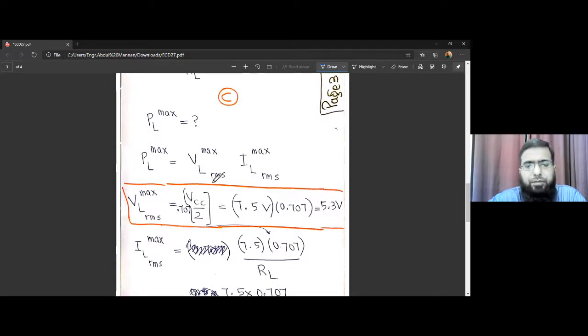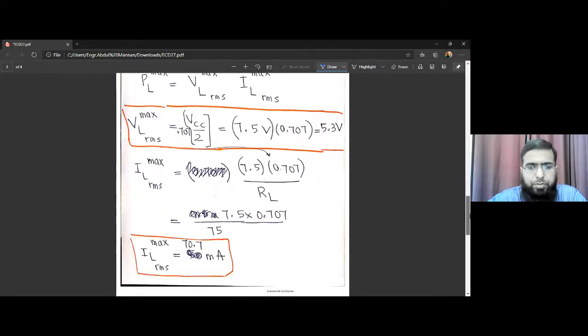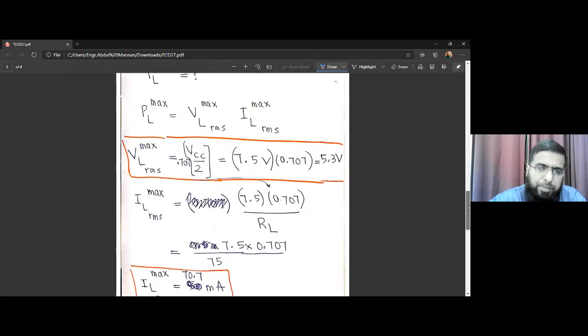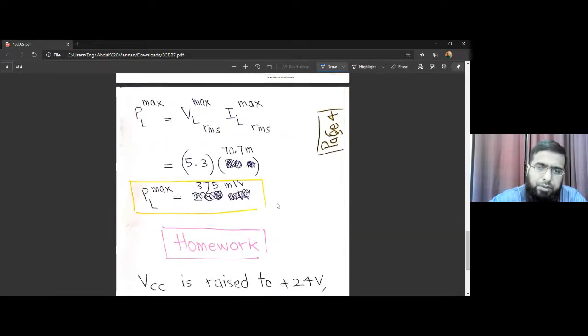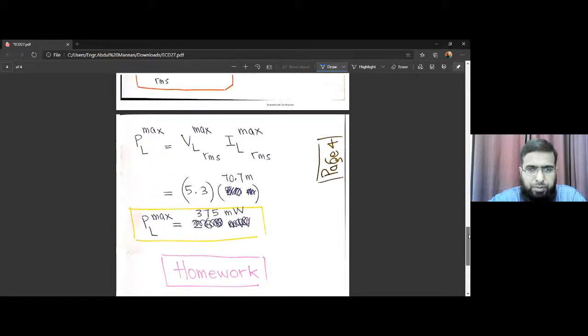The third and last part is to find PL max. To find PL max, we have to find VL max first and then IL max. VL max can be VCC by 2, and the RMS value would be multiplied by 0.707. IL max is VL max divided by RL, which comes out to be 70.7 milliamperes. Now that we have computed VL max and IL max, multiplying them gives us PL max of 375 milliwatts, the maximum PL that we can have across this RL.